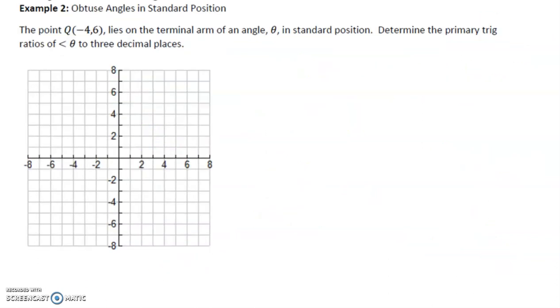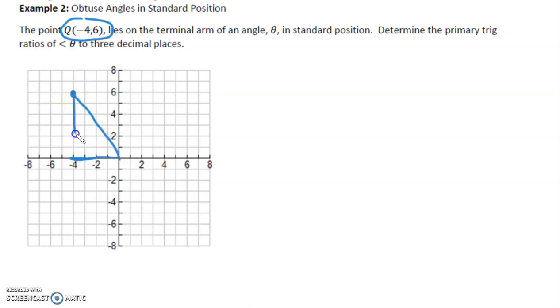Okay, obtuse angles in standard position. So we just drew an angle and it was in quadrant 1. Now we're going to deal with an angle in quadrant 2. Let's go ahead and graph -4, 6. Okay, this is going to be our terminal arm and our initial arm.